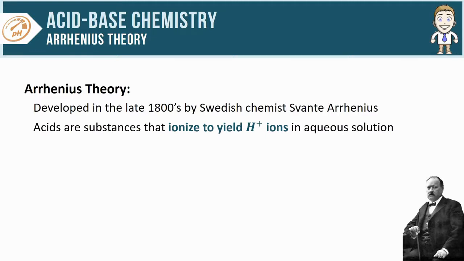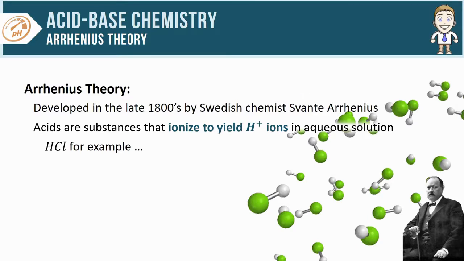He described acids as substances that ionize to yield H+ ions in aqueous solution. With this theory, we can often write a chemical equation to show how this process works. Let's do that for HCl, hydrogen chloride. To show how hydrogen chloride produces an acidic aqueous solution, I'm going to start by putting HCl on the reactants side of a chemical equation.